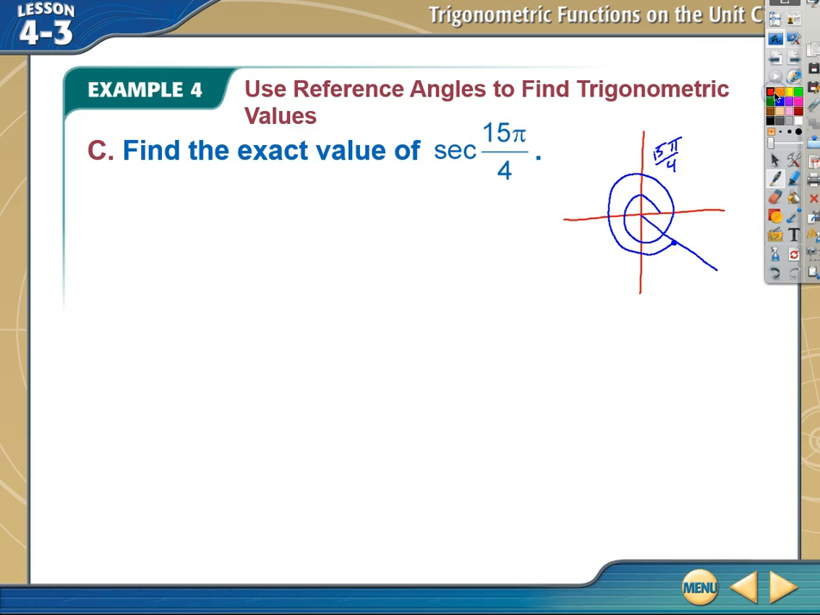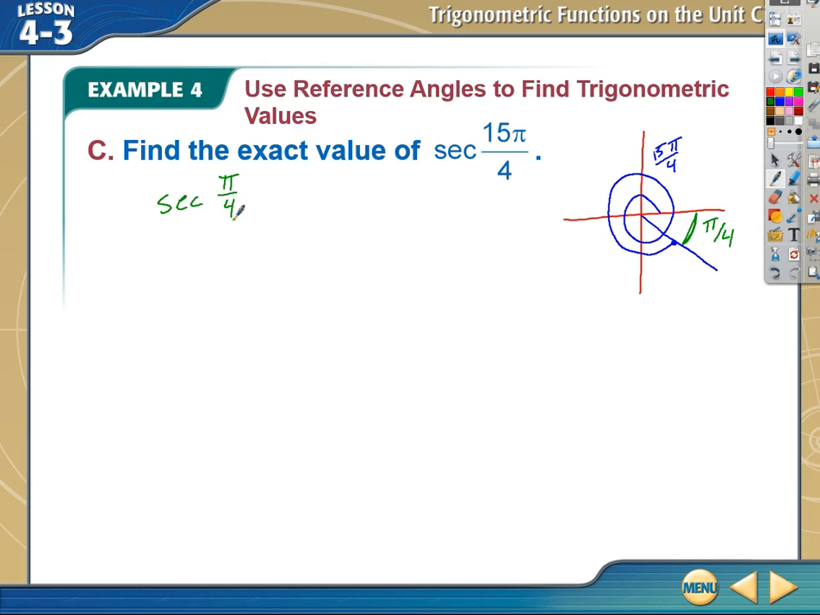What's my reference angle? Hey, it's this right here. I'm going to cheat. I know what my reference angle is. Pi over 4. That's what's left over to get there, because it's 16 pi over 4 to get up one more. Okay, so my reference angle is pi over 4. So now I can go ahead and find out what secant of pi over 4 is.